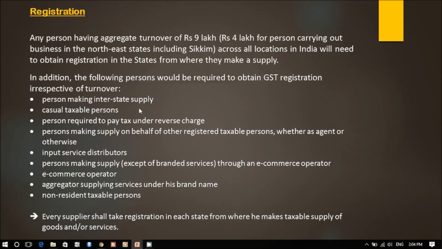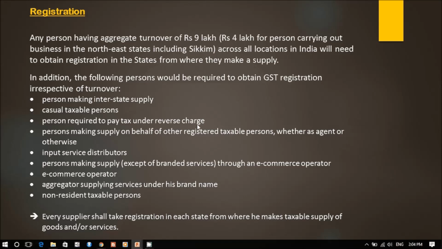These persons would also not be covered under the composition scheme. Composition under the GST: those persons having aggregate turnover up to rupees 50 lakh can avail the composition scheme, and in the composition scheme the minimum tax rate would be 1%. Now the casual taxable person: these are persons who casually supply the goods or the services. They are not regular suppliers.